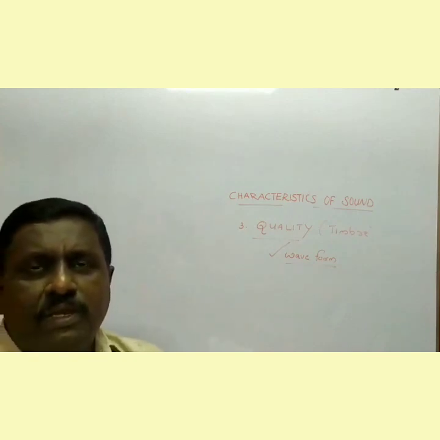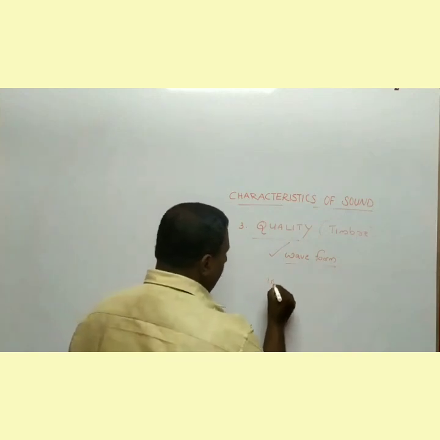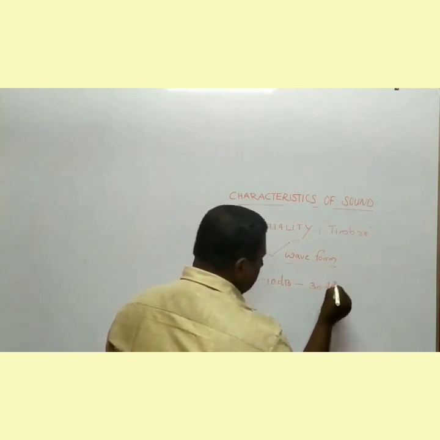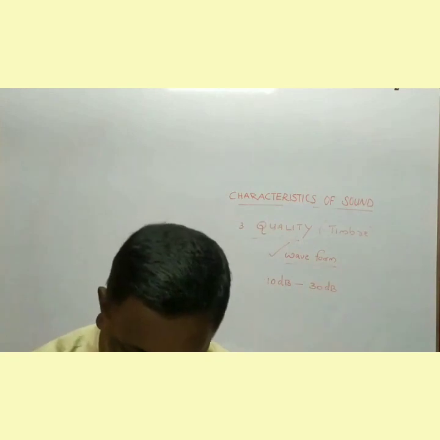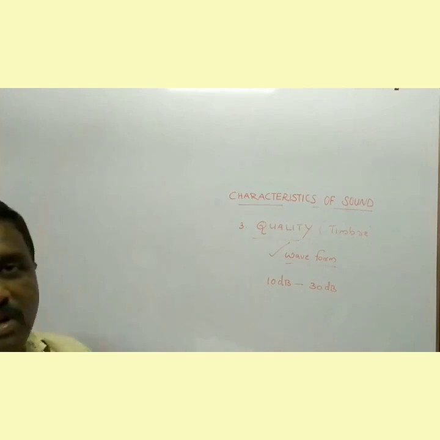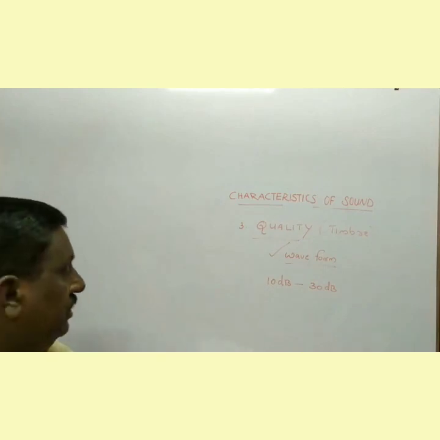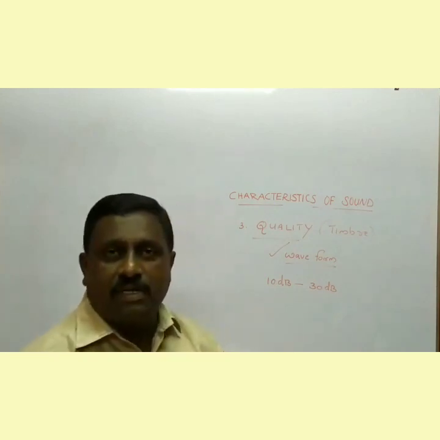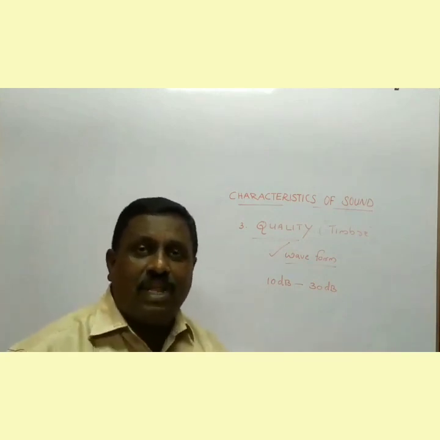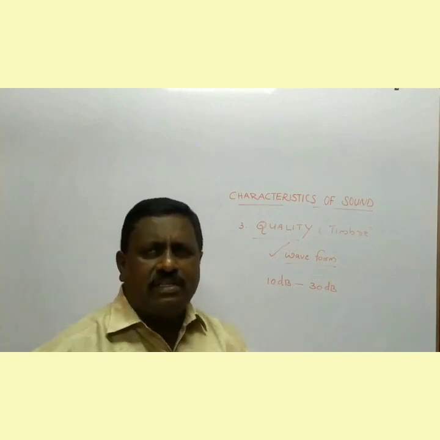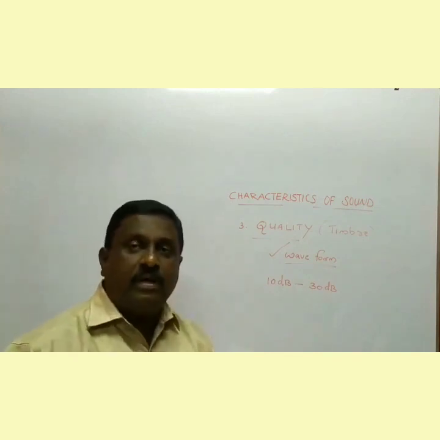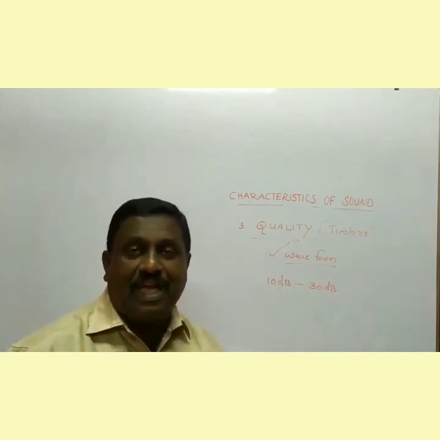And in the case of music, the sound level lies in between 10 decibel to 30 decibel. Can you follow me? In the case of a musical sound, the sound level varies in between 10 decibel and 30 decibel. If the sound level is continuously above 20 decibel, then we can consider that a noise. Can you follow me? Okay, so you have to remember the difference between music and noise.